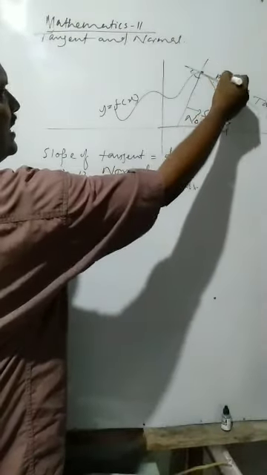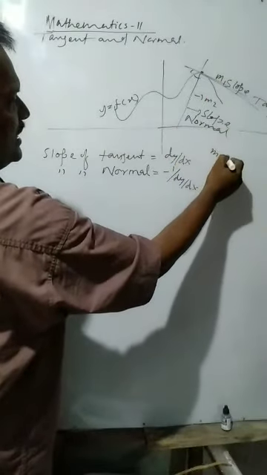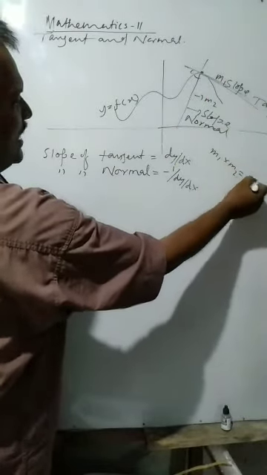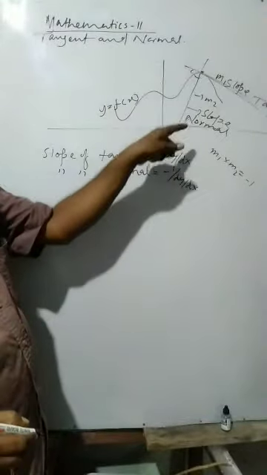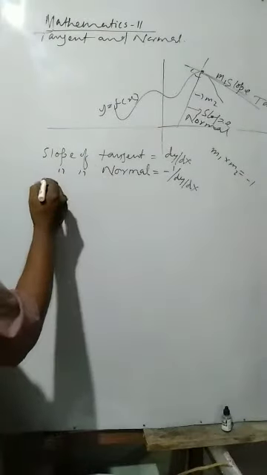Suppose here m1 is the slope, here m2 is the slope. We know m1 into m2 is equal to minus 1, because they are perpendicular to each other. So here the slope of the tangent and the slope of the normal.